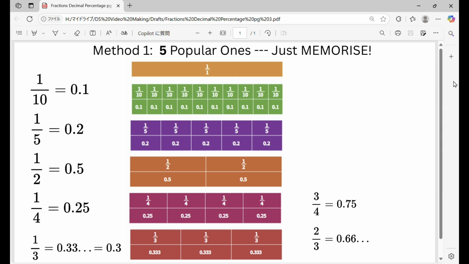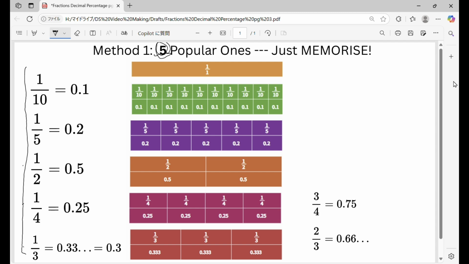Okay, so converting between fractions and decimals. Method 1: just memorize. Memorize the 5 most popular ones. Just 5, which are 1/10, 1/5, 1/2, 1/4, and 1/3. These 5. Let's look at 1/10 first.